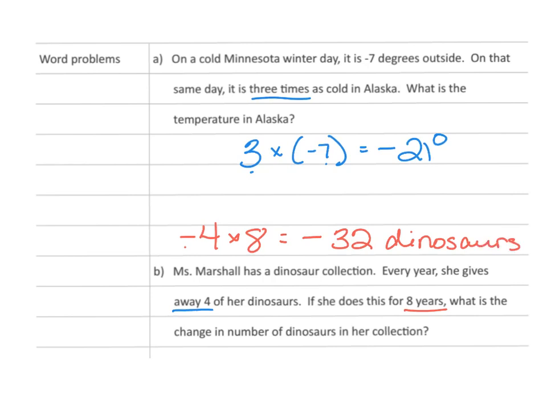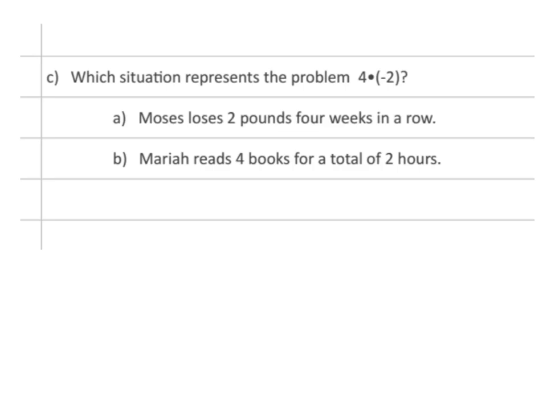Negative means it goes down. Let's do one where you have multiple choice. You have A or B. Which situation represents the problem 4 times -2?